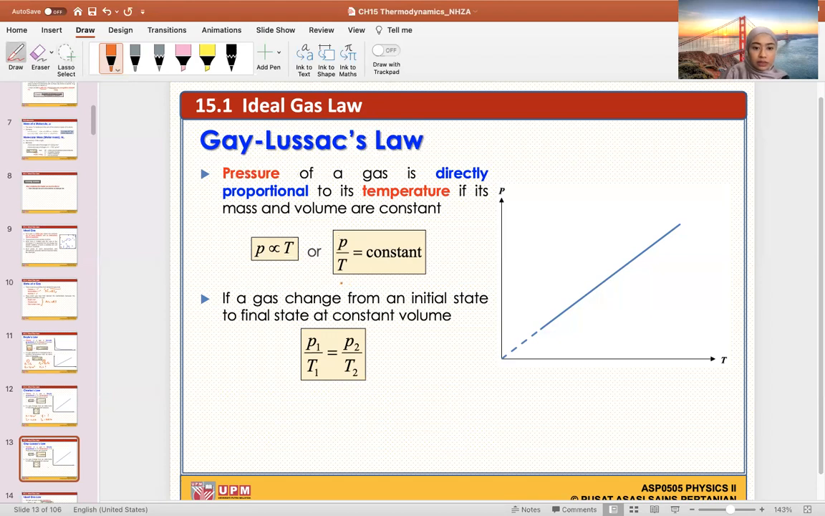And then Gay-Lussac's law is P is proportional to T. If P increases, T increases, or if T increases, P increases. So again, moving this to the other side gives me a constant over here. So I can say P1 over T1 equals P2 over T2. Okay, so this is Gay-Lussac's law.